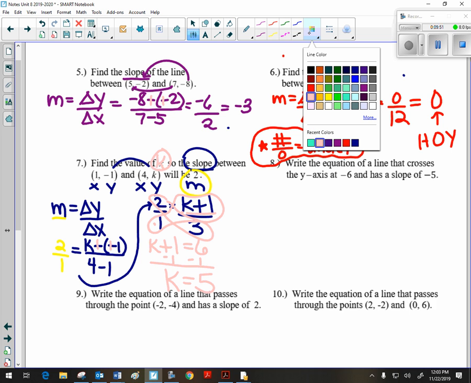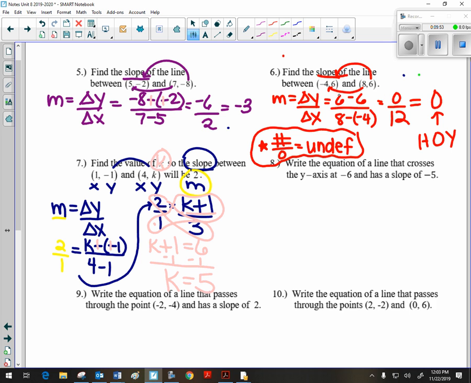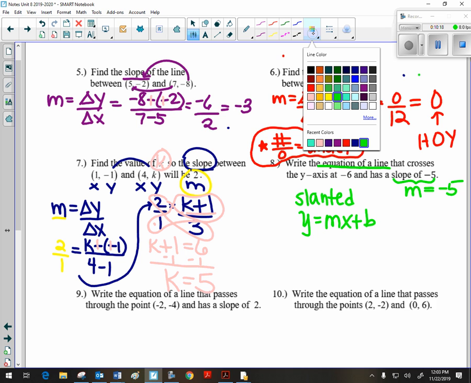Question number 8 is telling us now to make a little bit of change to what we're doing. We are writing the equation of a line. Please remember there are 3 kinds of lines: slanted lines, horizontal lines, or vertical lines. Because this one has a slope of negative 5, in other words, it's not 0 and it's not undefined, I know that this is going to be a slanted line, which means it's going to take the form y equals mx plus b.